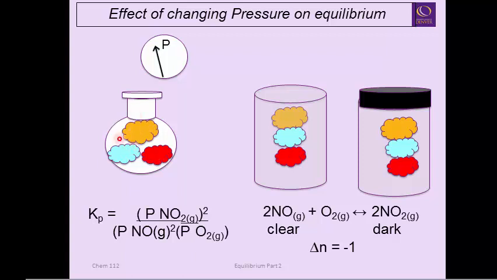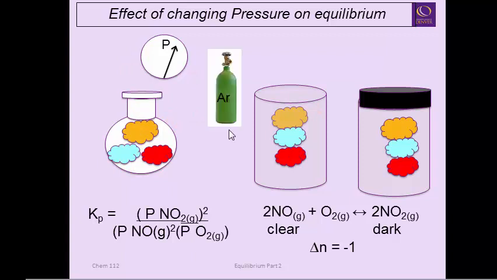Let's say we ran this in an open vessel, and the atmosphere in the room changes. That's one way you could change pressure. Basically, the pressure just goes up in the room. I haven't changed anything in here, I just changed the pressure in the room. That's one scenario.